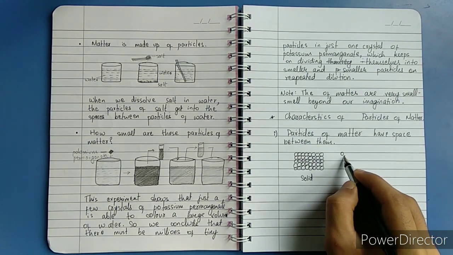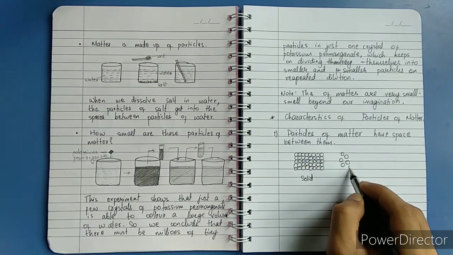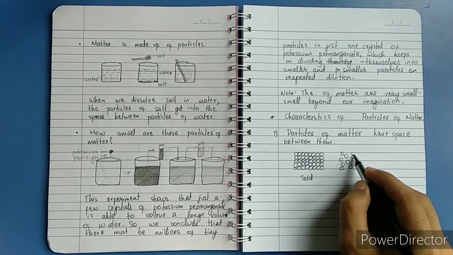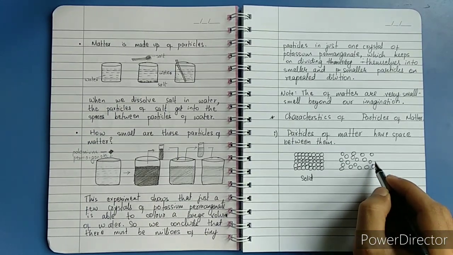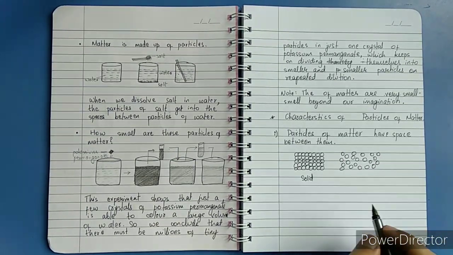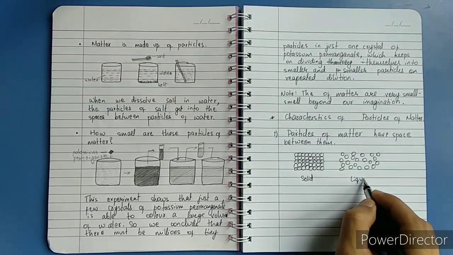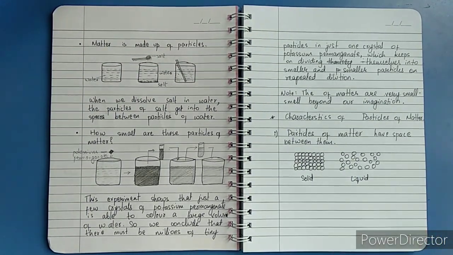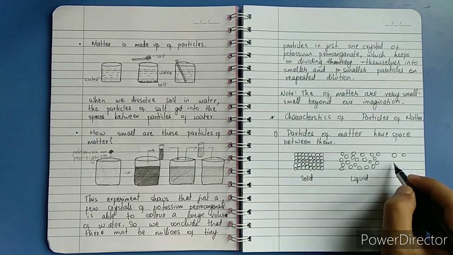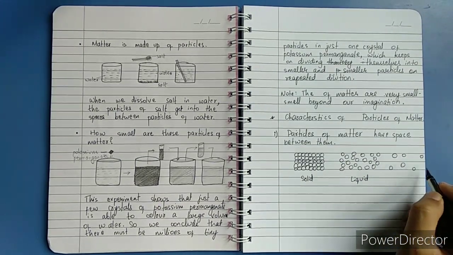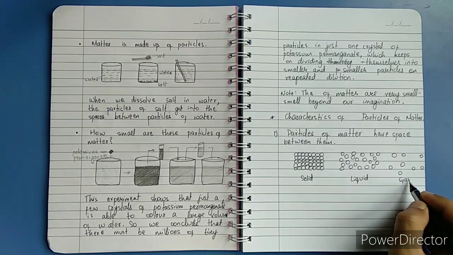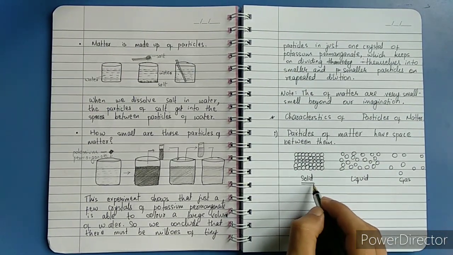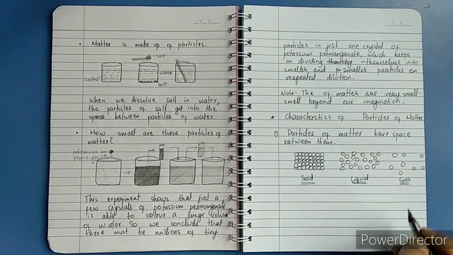A liquid, whereas, is relatively much freer. The particles can move from one position to the other. So this is what a liquid looks like on high magnification. And gases are so much dispersed, they have the highest intermolecular spaces between the particles. So this is what gases look like on high magnification.